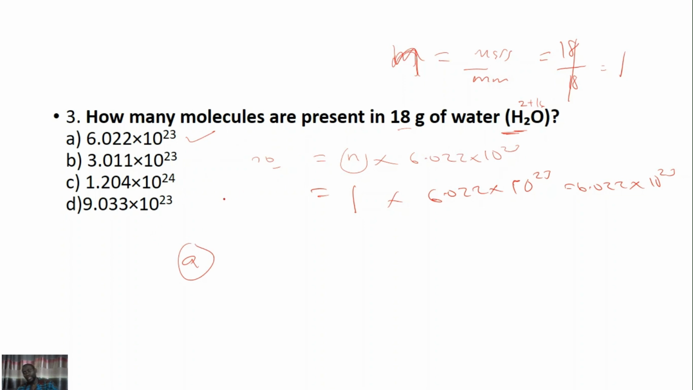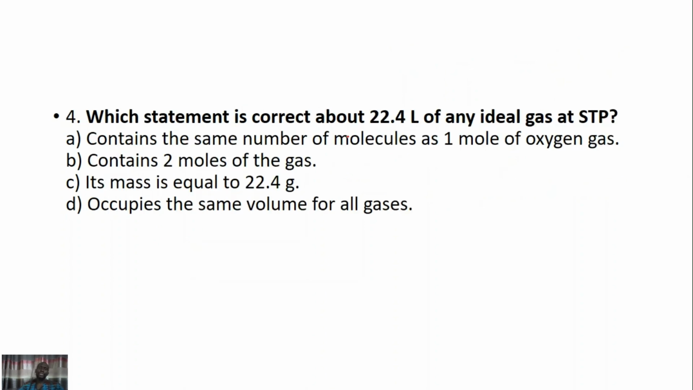Next question. Which statement is correct about 22.4 liters of any ideal gas at standard temperature and pressure? Remember the ideal gas equation, PV equals nRT, from where we derived that at standard temperature and pressure, 1 mole of a gas occupies 22.4 liters. So 22.4 liters of any ideal gas is 1 mole of that particular gas already. Let's go through the options.